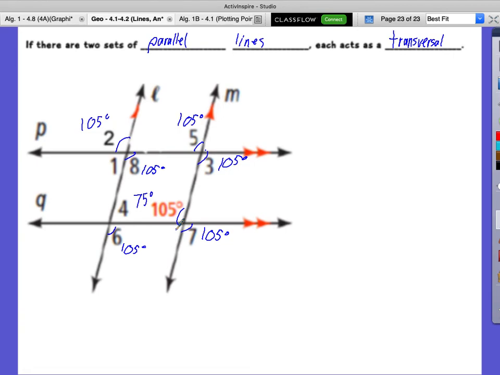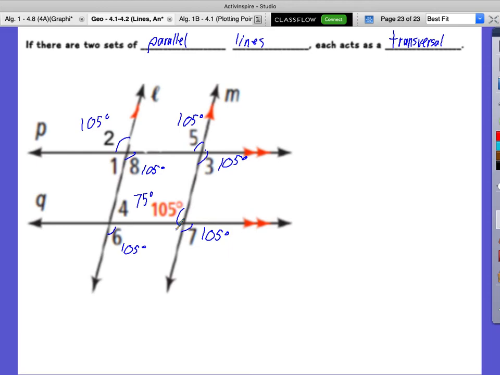Can I use 6 as a vertical angle and then use that linear pair going forward? Sure. Or you can just do 6 as a linear pair of 4. If you want to go from here to here, sure. The question was, can we use it? Yes, because that's an angle too. We just haven't named it.